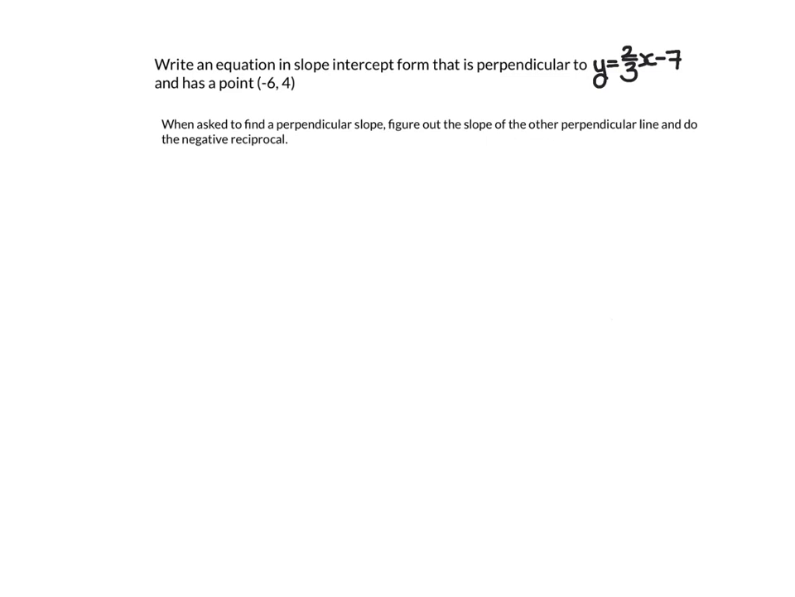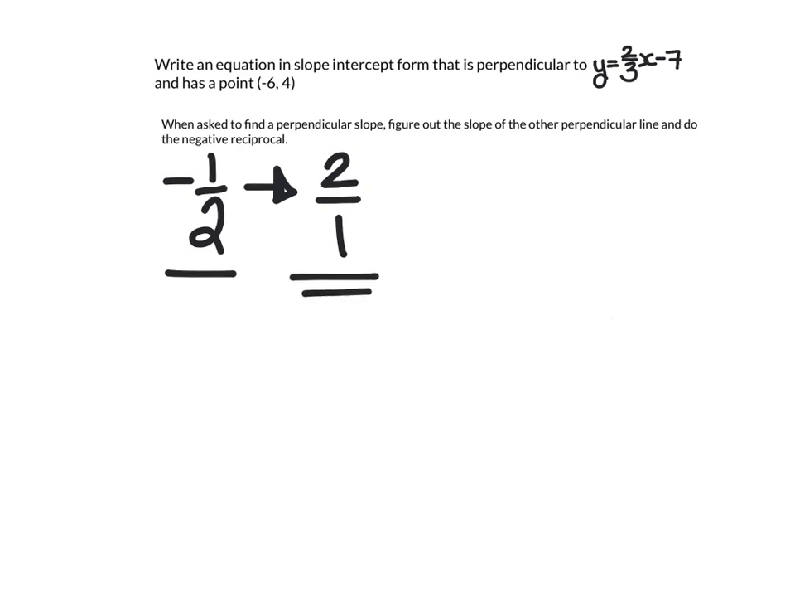Whenever you're asked to find a perpendicular slope, you figure out the slope of the other line and take the negative reciprocal. For example, if I had negative 1 over 2 and had to find the negative reciprocal, what I would do is multiply it by a negative, which would give me a positive, and take the reciprocal, which is going to be 2 over 1. So this is the slope of my original, and this will be the slope of my perpendicular line.